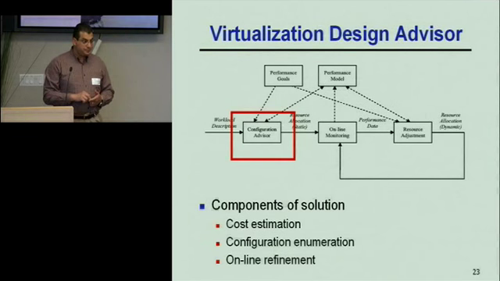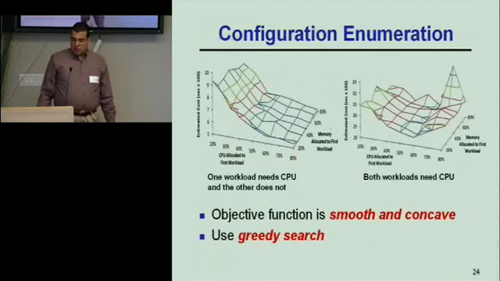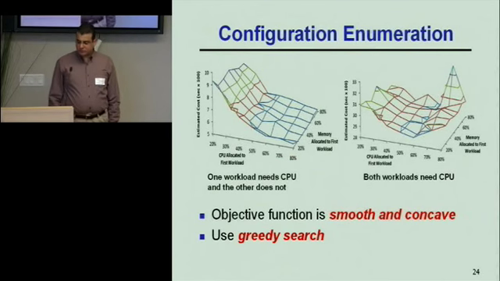Now, once we have that, we now have an optimization problem that the configuration advisor must solve. As we vary the resource allocation to different virtual machines, the total throughput will vary. And basically, we want to maximize total throughput or minimize total completion time. So, to solve this optimization problem, we didn't do anything fancy. We looked at the kinds of performance curves we were seeing, and we saw that they're mostly smooth and concave. And this is what you expect.